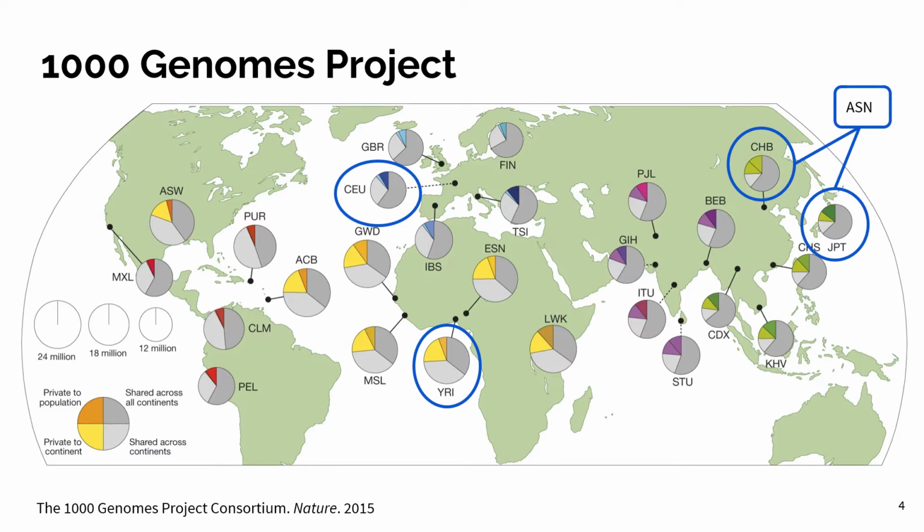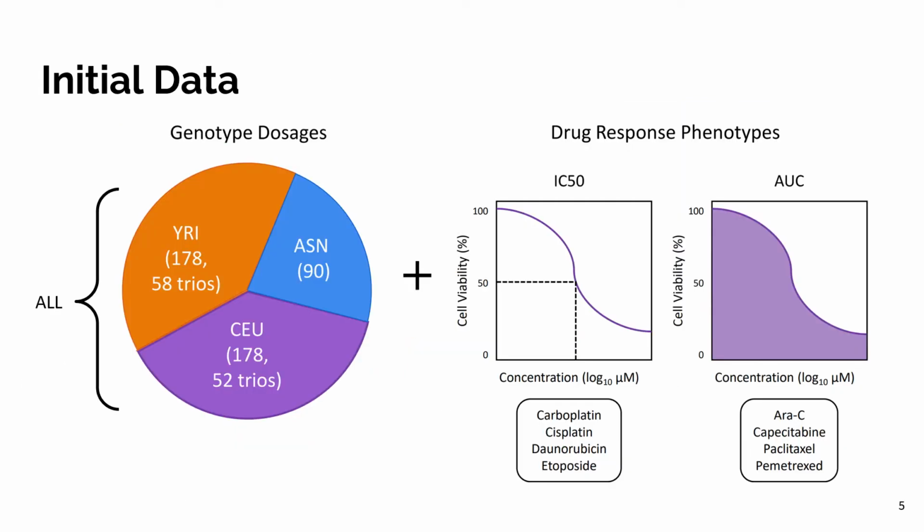genetic research. So as I stated, our initial data came from these 3 1,000 Genomes populations. We had genotype dosages for our YRI, CEU, and ASN populations that we used, and then we also looked at these 3 populations together in an ALL combined cohort. The YRI and CEU populations contain parent-child trios, so we accounted for relatedness when conducting our studies, and then we also accounted for population stratification when looking at our combined cohort ALL.